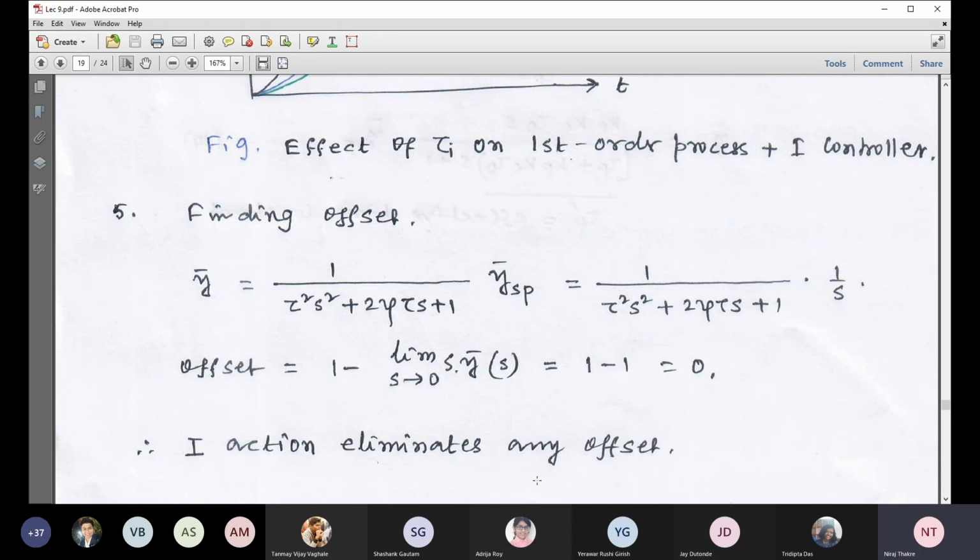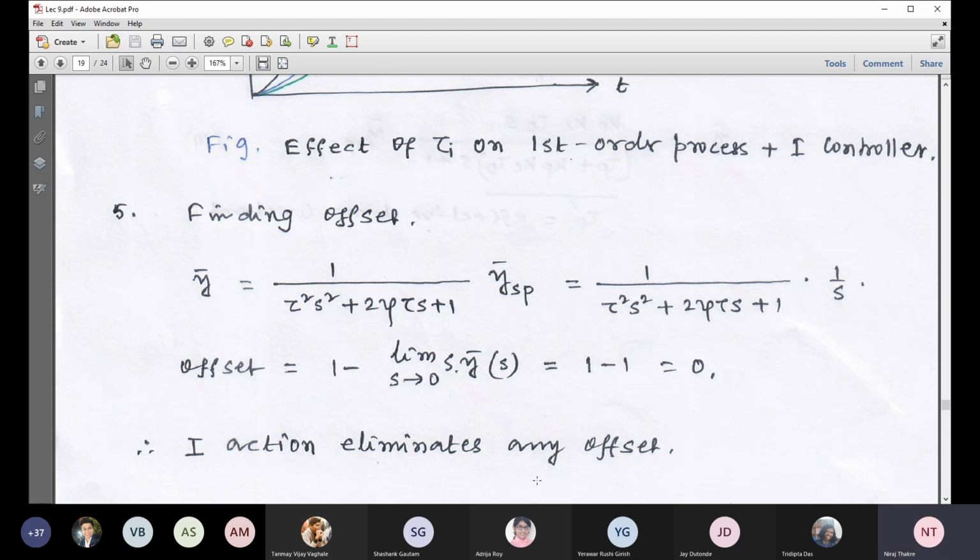Any doubt, students? Siddhant is there, 30023. 30023, Siddhant, are you there? Okay, no problem. Any doubt, students?